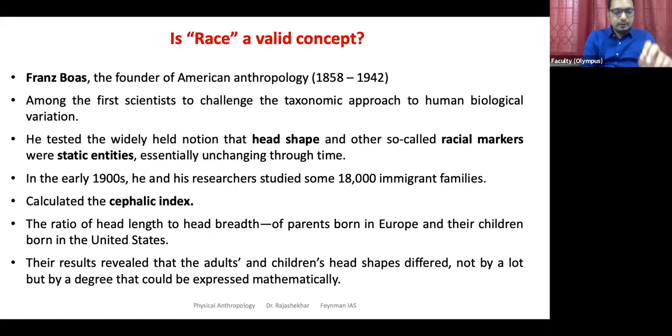What did he do? So Franz Boas, as I was telling you, is the founder of American anthropology from the 19th century. He was one of the few scientists, among the first scientists, to challenge this taxonomic view of races that we have seen. So he challenged the concept of classifying humans based on those morphological features.